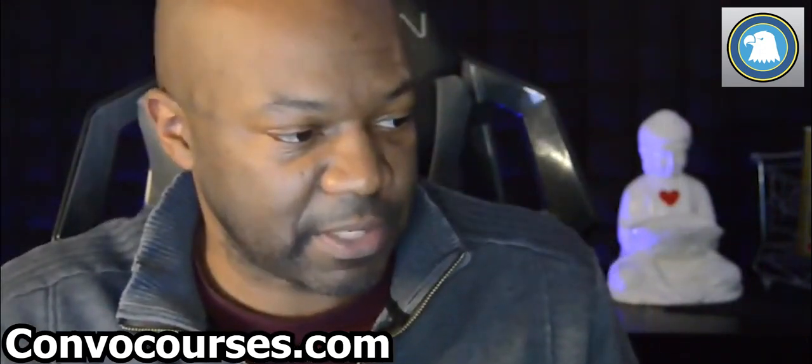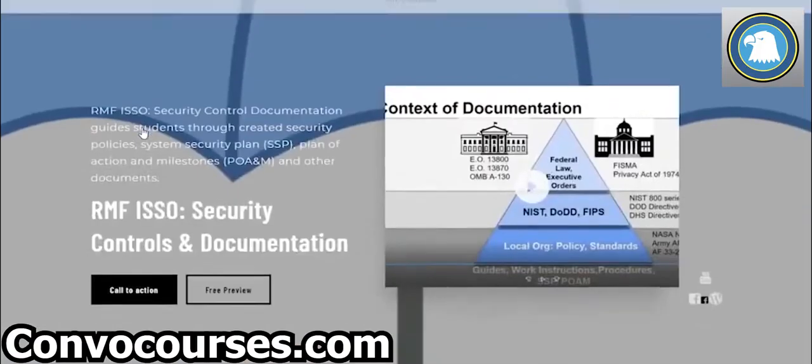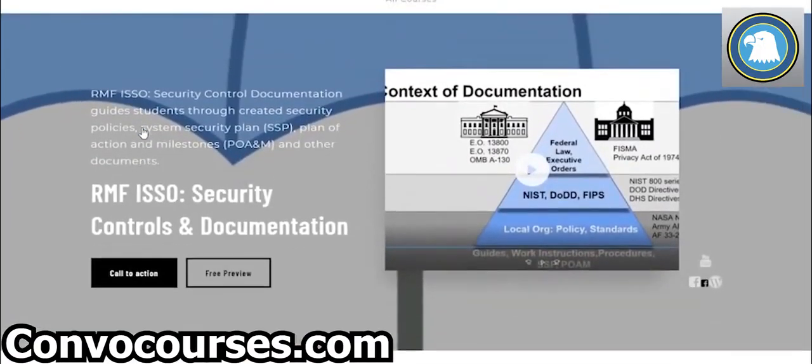Let me show you what I'm talking about. For this one right here, what we're going to be talking about is how you do the documentation piece of privacy. So just go to ConvoCourses.com.